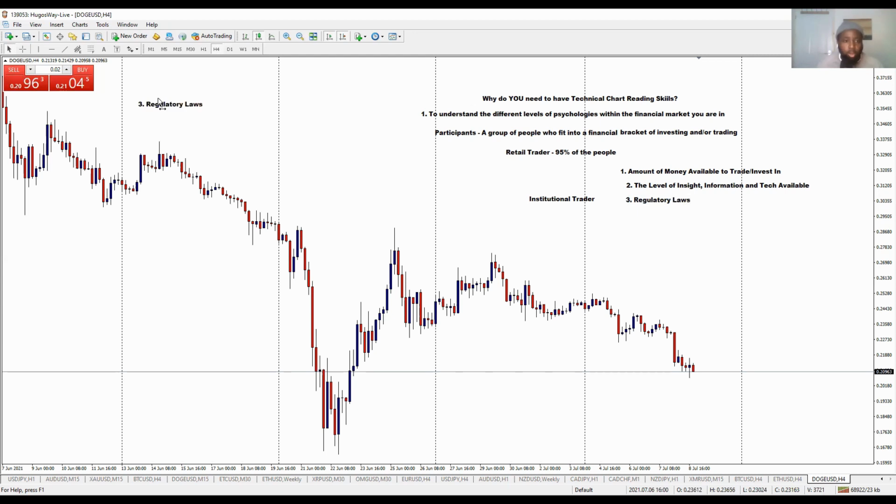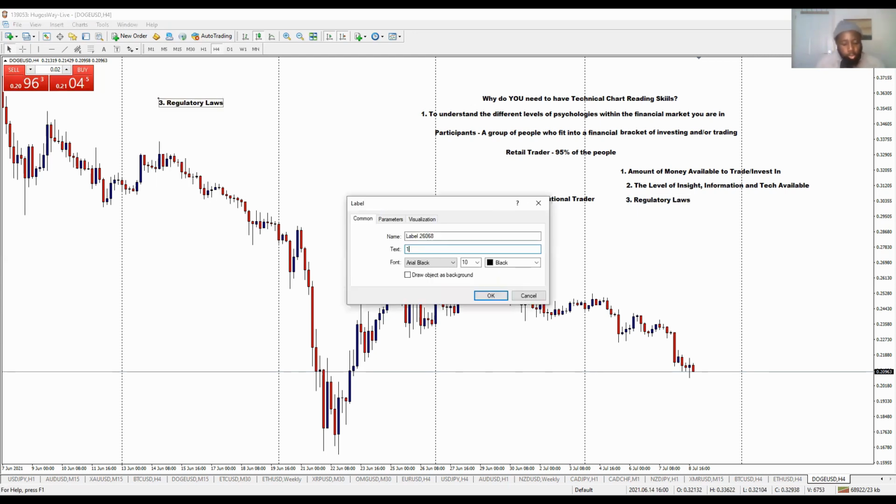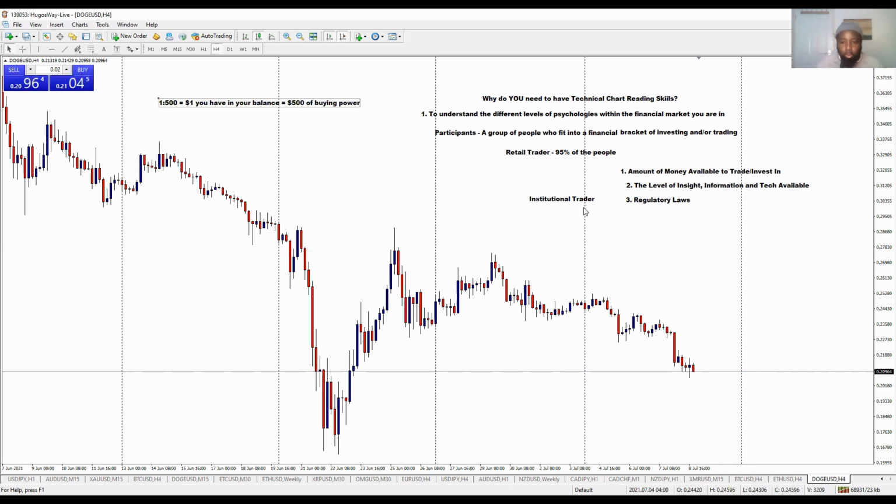So for example, for most retail traders, we do have access on certain brokers to 1 to 500, which means, let's say in dollars, for every $1 you have in your balance, that equals $500 worth of buying power. This is how we're able to grow smaller accounts to larger accounts. It's something that you need, and something that many institutions use as leverage.